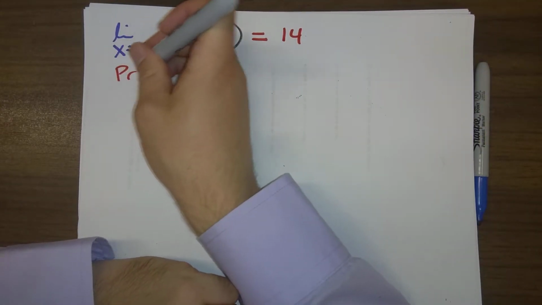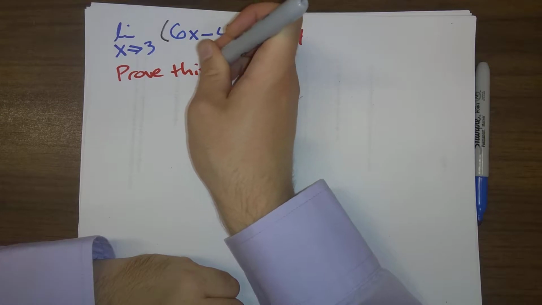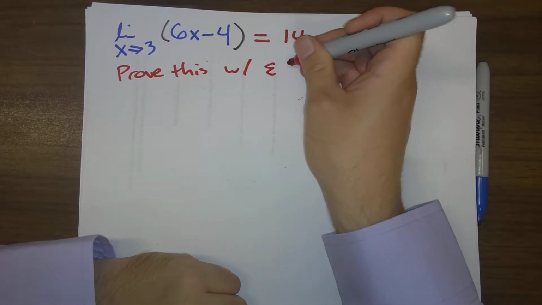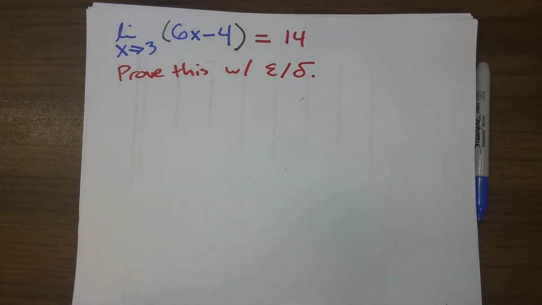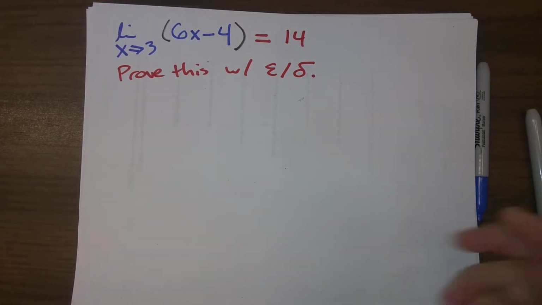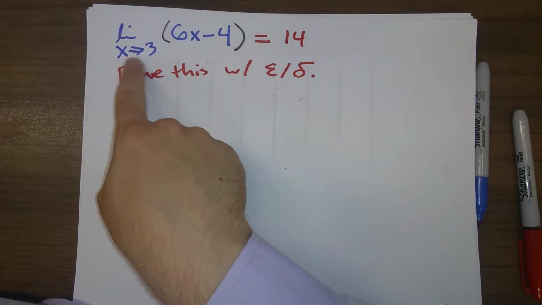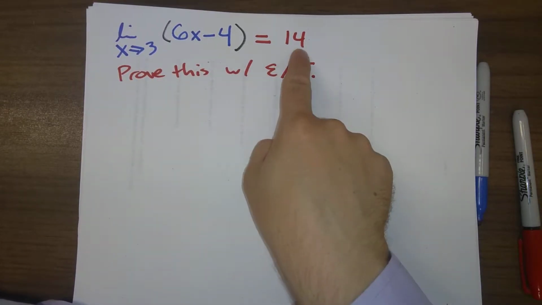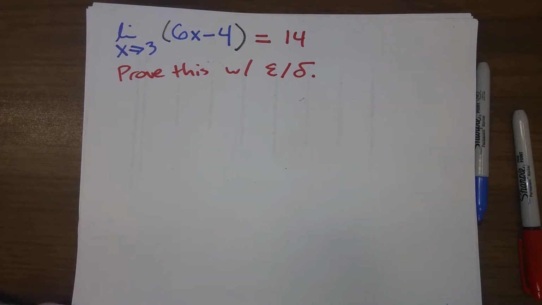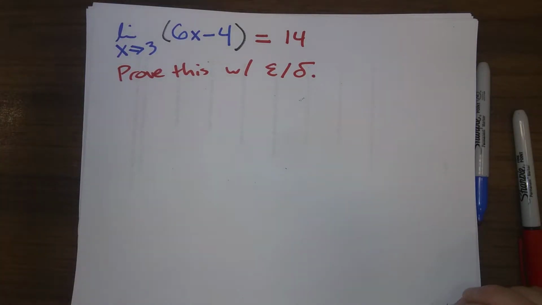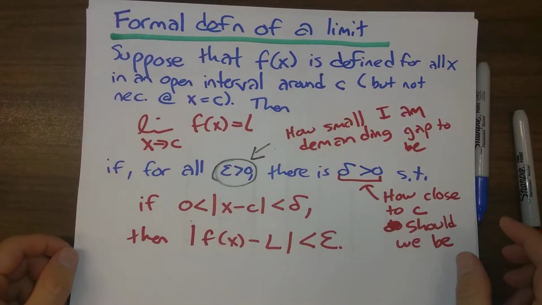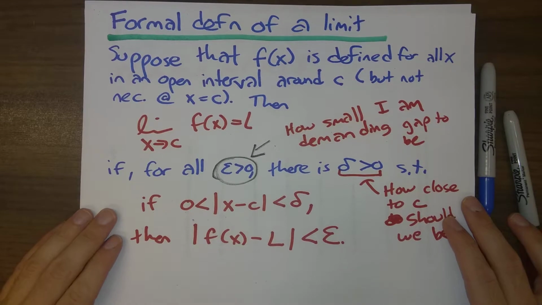So you want to prove this with epsilon delta. The standard way to say this would be: give an epsilon delta proof that the limit as x goes to 3 of 6x minus 4 is equal to 14. Okay, so this might seem scary. How are we going to do this? Well, we're going to work backwards here.